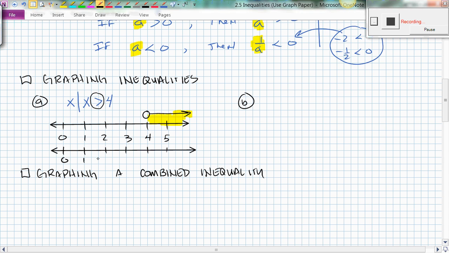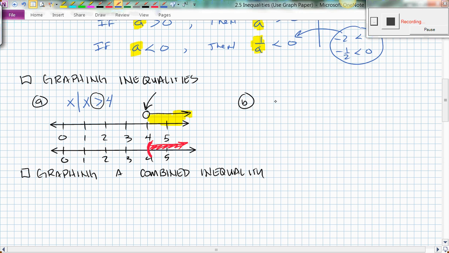Okay, so 0, 1, 2, 3, 4, and 5. But for us, instead of this open dot right here, we are going to use a bracket, okay? So a bracket or a parenthesis, depending on what you want. So circles tell us that we have parentheses, and we're going to the right, and we're shading all of that stuff, okay? So a circle represents a parenthesis. If we were going to include the 4, we'd use a bracket. I'll give you an example of that in B, okay?